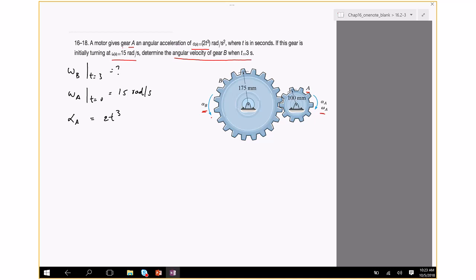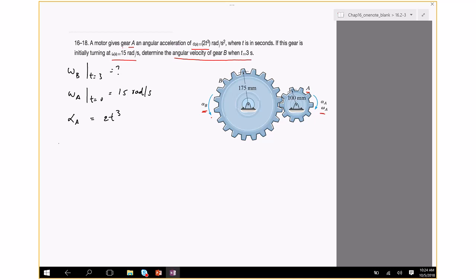Okay, so we're given the initial speed of A, but we want to find the speed of B at a different time. So one strategy to solve this problem is, first let us find the speed of A at time t equals 3 seconds. And then we'll try to relate how the angular speed of A depends on the angular speed of B using the gear formula.